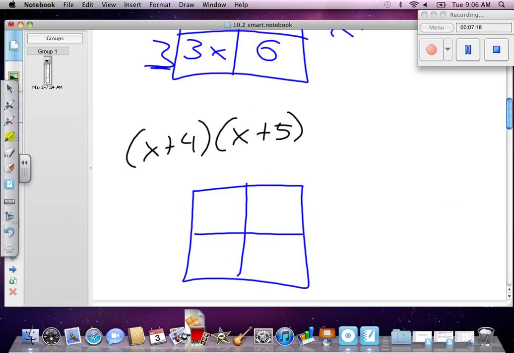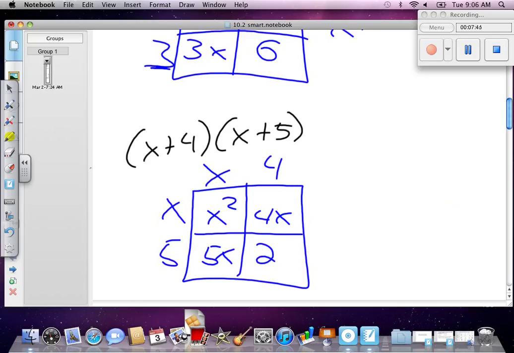Okay, Sapphira, I'm going to ask you this next. We're going to put x and 4 on the top and x and 5 on the side. Do you see how that works? Okay, Sapphira, what's x times x give me? Okay, what's x times 4 give me? What's 5 times x give me? Okay, what's 5 times 4 give me?